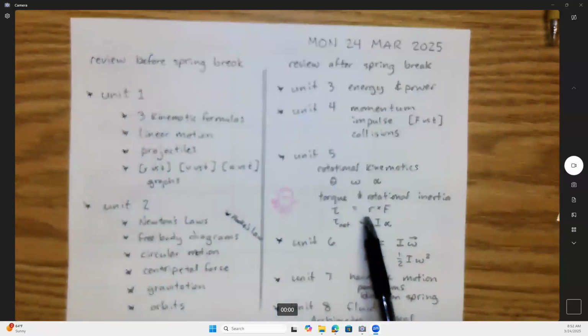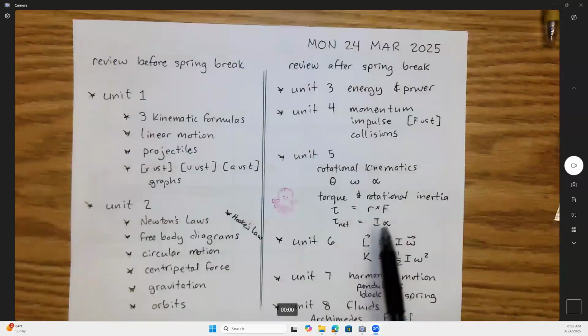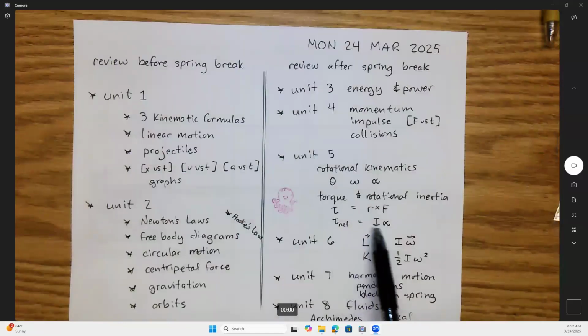You guys remember using a wrench, opening a door, r cross F. If there's a net torque, it's going to result in an angular acceleration. Here's Newton's second law of motion, but in rotational form. It doesn't say F equals ma. It says torque equals I times alpha.